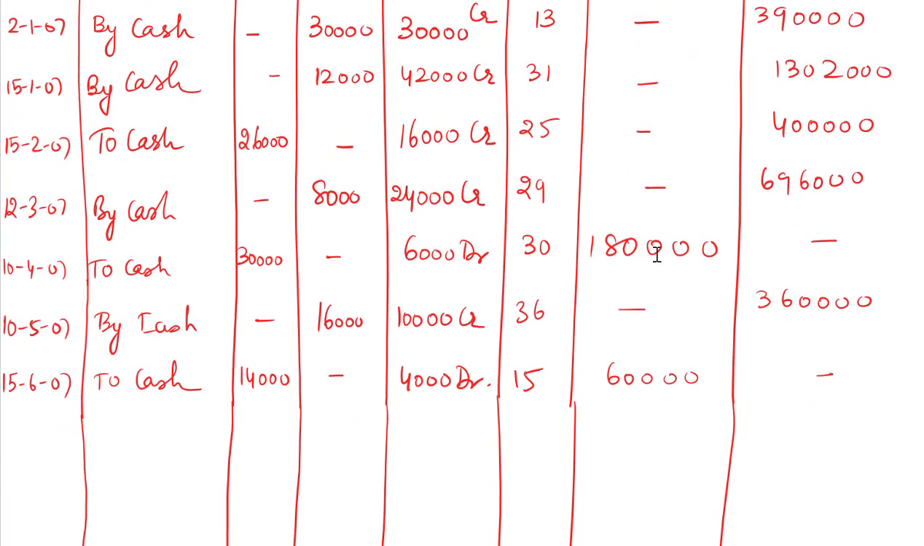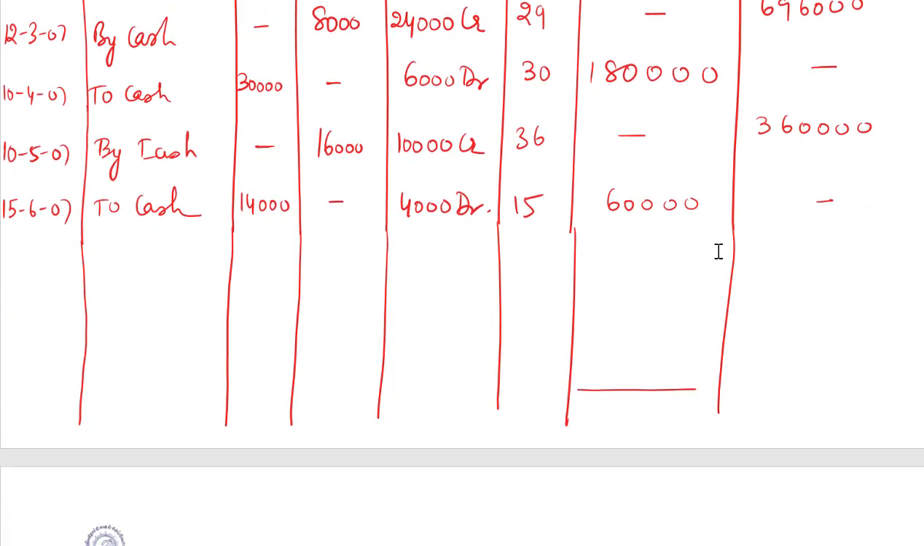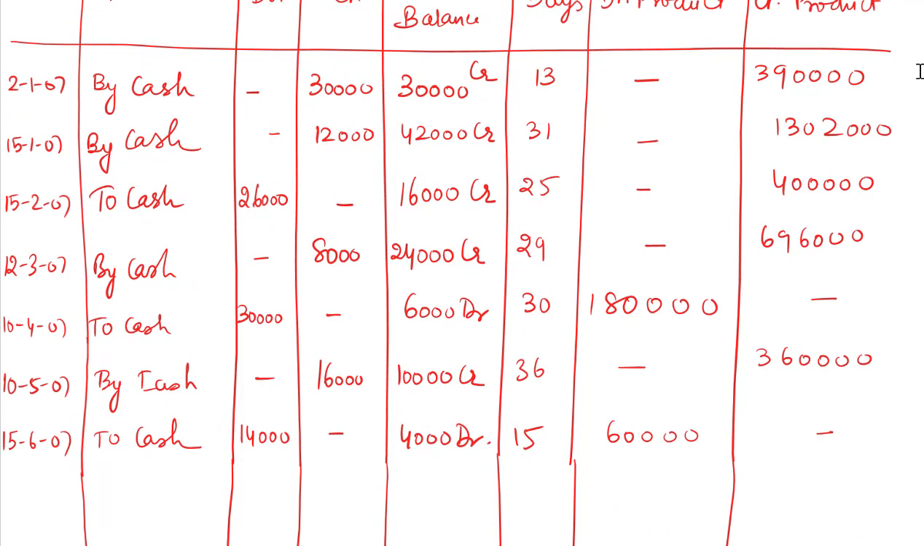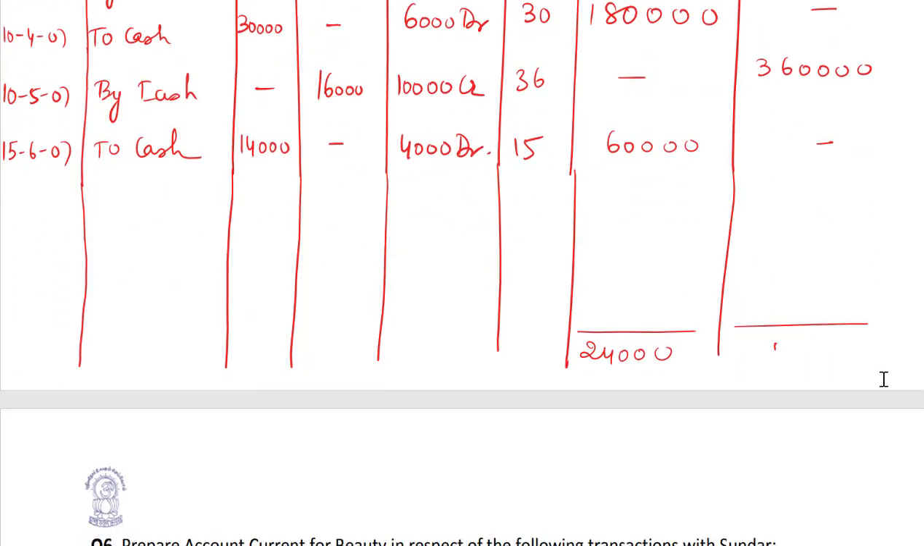Let us do the totals of the product columns. Debit: 1,80,000 plus 60,000 is 2,40,000. Credit: 3,90,000 plus 13,02,000 plus 4 lakh plus 6,92,000 plus 3,60,000 is 31,48,000. On this credit amount, 2% interest will be receivable. So calculate interest receivable by Dimple.